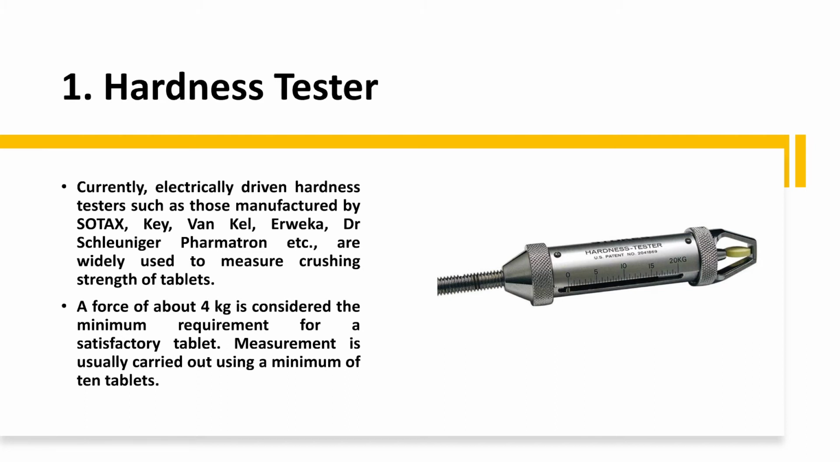For example, Monsanto tester, Ivecka tester, Strong Cobb tester, Pharmatron, Schleuniger. So they are widely used to measure the crushing strength of the tablet. You can see the Monsanto tester over here, whereby you are trying to check the hardness of your tablet through this device. A force of about 4 kg is considered the minimum requirement for a satisfactory tablet.